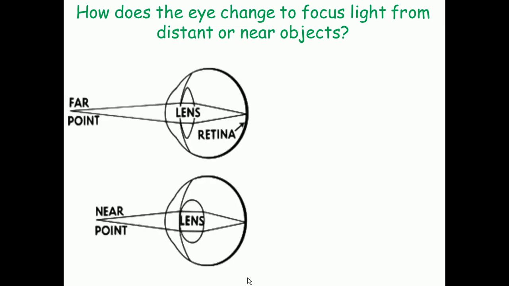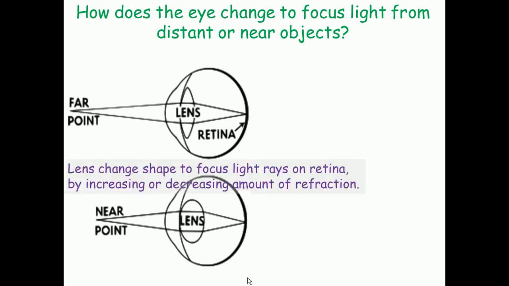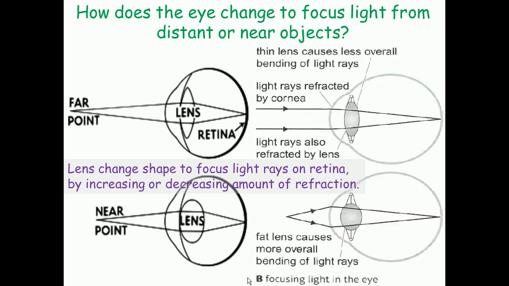And when you look at these two images, you can see that there is a change in the lens. So the lens changes shape to focus the light rays on the retina. And we said earlier the lens causes refraction of the light rays. So it either increases or decreases the amount of refraction so that the light rays can focus on the retina. To see something far away, the lens becomes thinner. And becoming thinner means that the light rays enter the eye, and when they reach the lens, there is less refraction. So having a thinner lens means that the refraction is reduced, and this causes the light rays to focus on the retina.